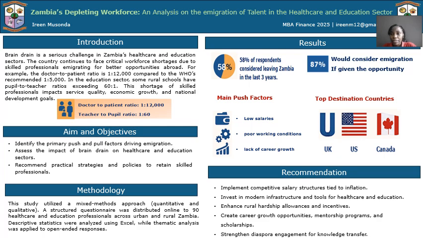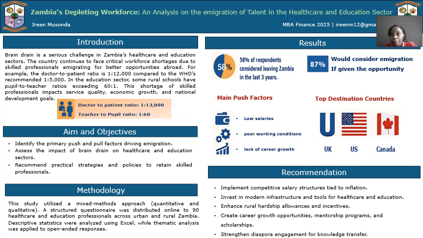One of the recommendations to mitigate the brain drain is to implement competitive salary structures that are tied to inflation. This is because most of the skilled professionals that we have in this sector work for government, and government does not evaluate its salaries on a regular basis. The other recommendation is to invest in modern infrastructure as well as tools in this sector, because healthcare workers and teachers lack the tools that they need to work efficiently, so their service delivery is compromised.